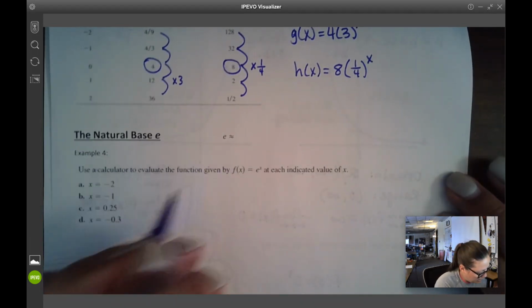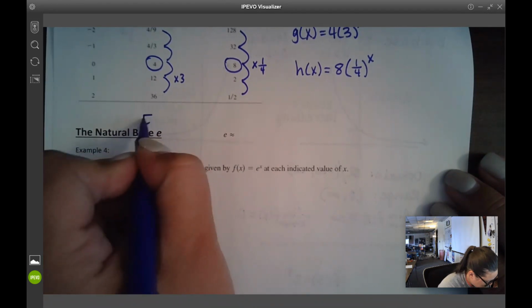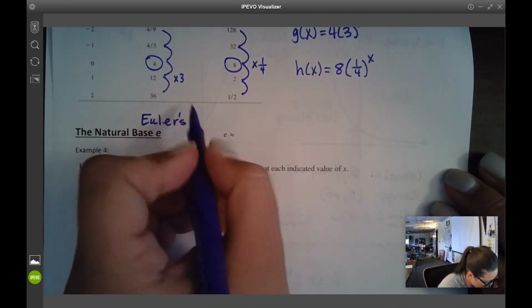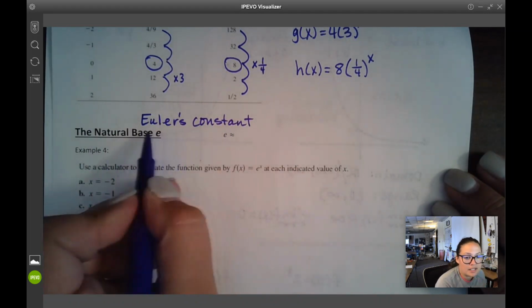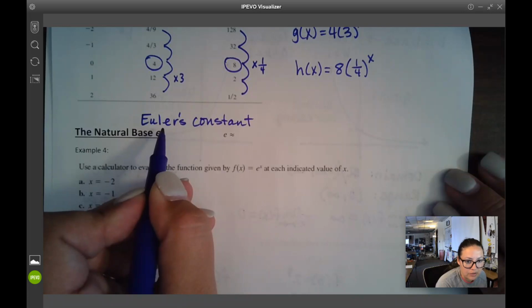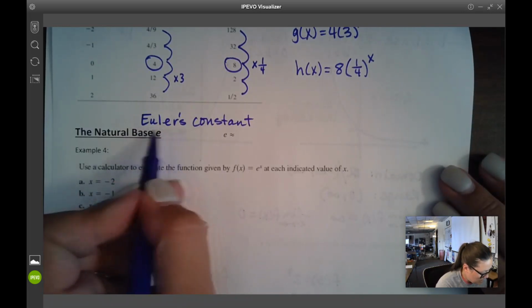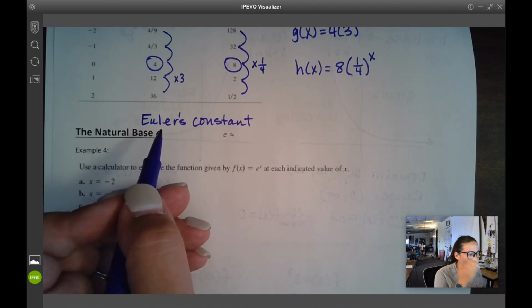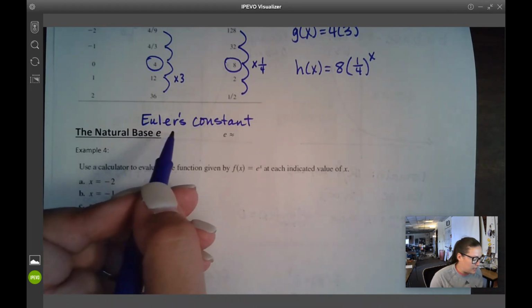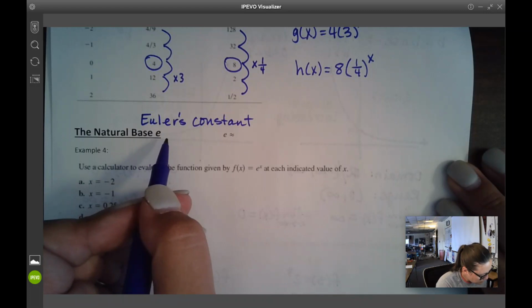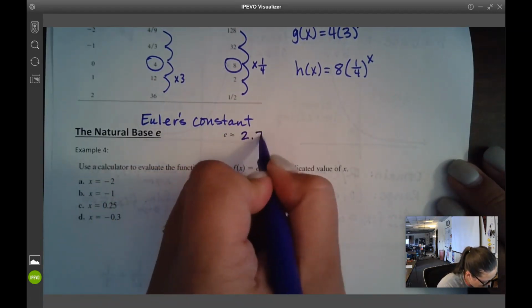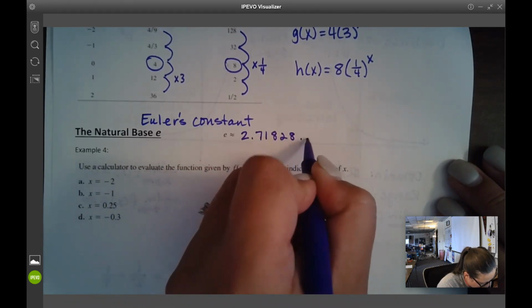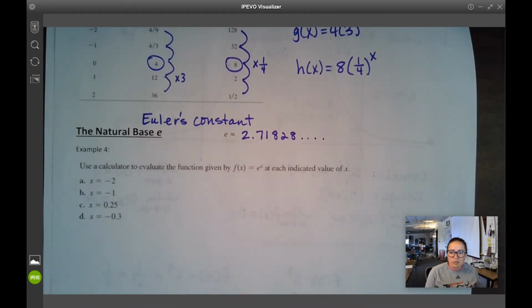It was discovered by this guy named Euler. So sometimes it's called Euler's constant. And I know that doesn't look like Euler, but I promise that's how you pronounce it. He was a famous mathematician. A lot of the stuff that we know about mathematics today is because of Euler. Okay, so e is approximately 2.71828, and it keeps going. And if you can just remember 2.71, that's totally fine.